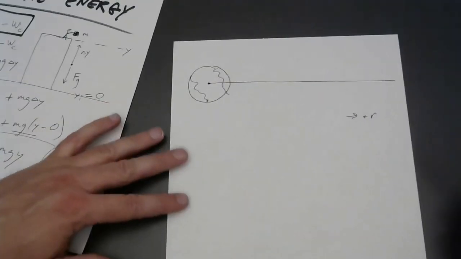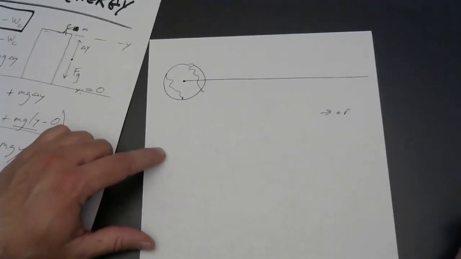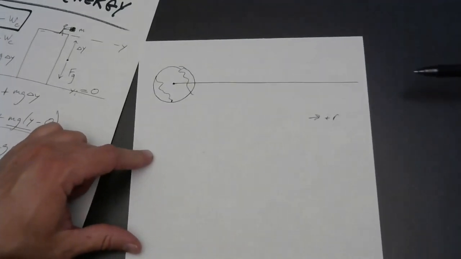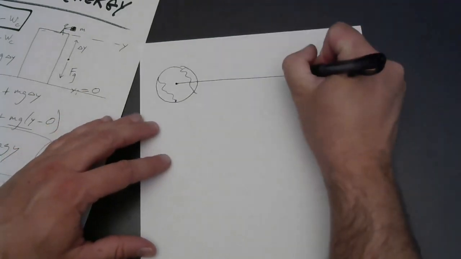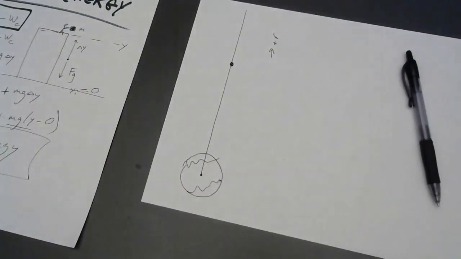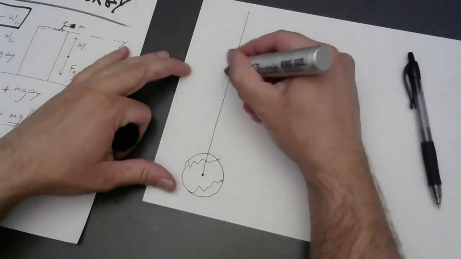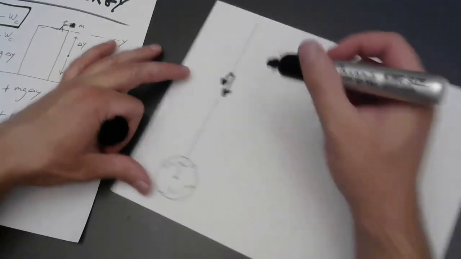And let's suppose that we know the potential way out here at infinity, super far away from Earth, and we allow an object to fall towards the Earth. Now, as it's falling towards the Earth, here's my little mass falling towards the Earth. The displacement is always towards the Earth. I'm imagining that it's falling that way. And the gravity force is also towards the Earth.